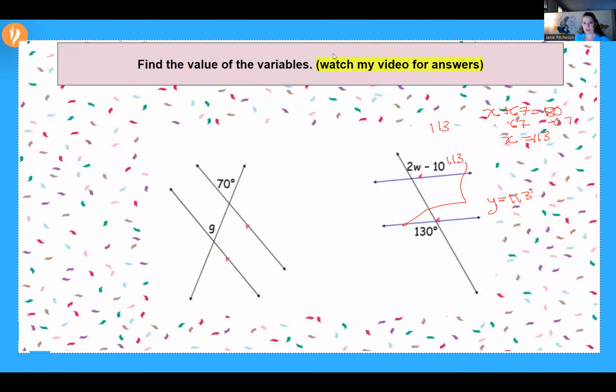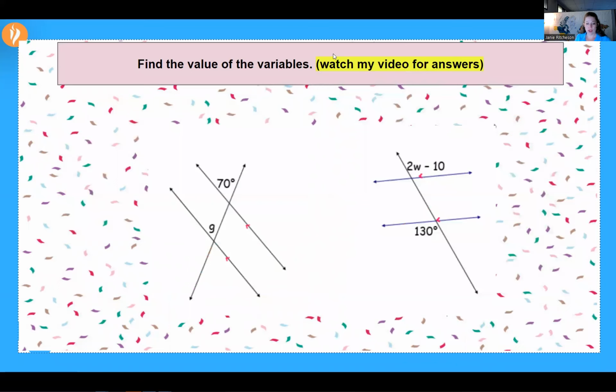All right, let's look at the next two. What do we know about these two angles? Well, these two angles are corresponding, which means they're equal to each other. So if this is 70 degrees, that means angle G is 70 degrees. I like when we don't have to do much math, right? Corresponding angles are congruent.